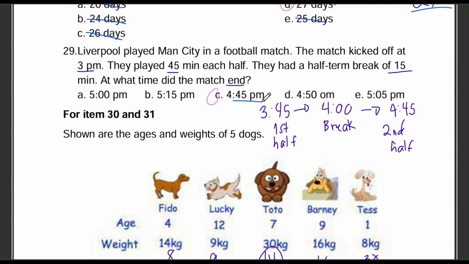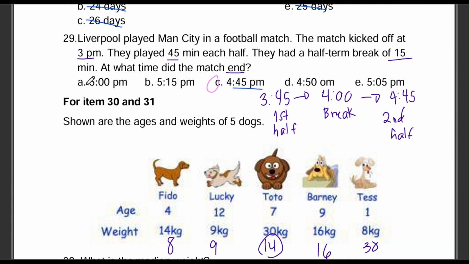All right, soccer fans, let's figure this out. The first half lasts 45 minutes, so 3 p.m. plus 45 minutes takes us to 3:45 p.m. Then there's a 15-minute halftime break, which brings us to 4 p.m. The second half is another 45 minutes. Adding that to 4 p.m. gives us a final time of 4:45 p.m. Why not the others? A, 5 p.m. is too late. B, 5:15 p.m. is too late. D, 4:50 a.m.